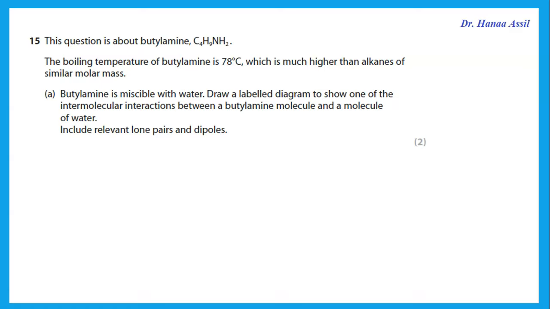Butylamine is miscible with what? Draw a labeled diagram to show one of the intermolecular interactions between a butylamine molecule and a molecule of water, and we need to include lone pairs and dipoles. So butylamine is something that has a nitrogen with a lone pair of electrons.